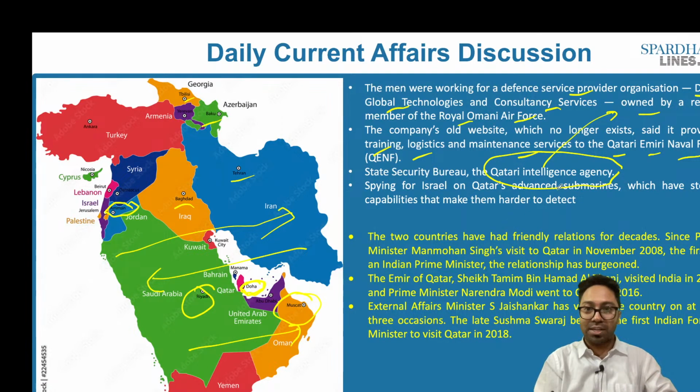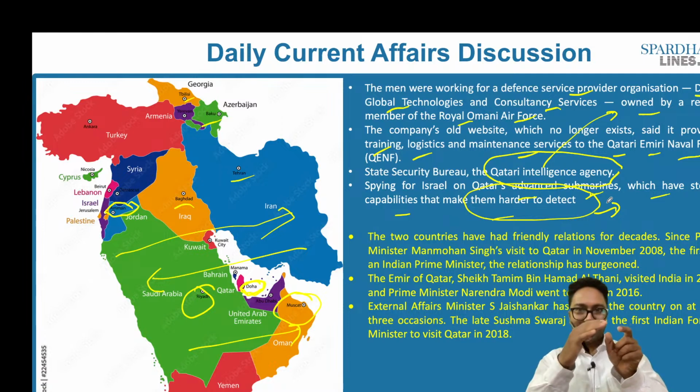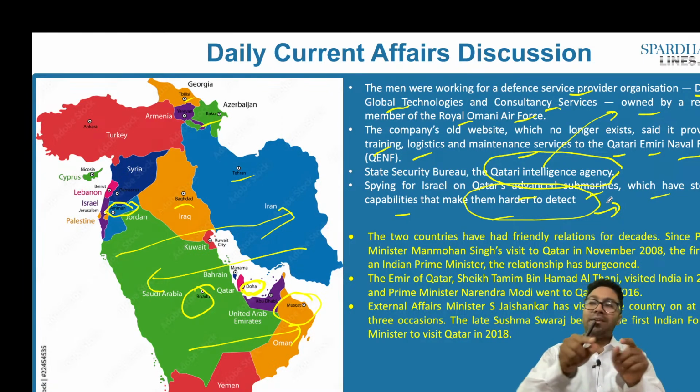Spying for Israel on Qatar's advanced submarines, which have stealth capabilities that make them hard to detect, was one of the key allegations as to why they were arrested. So they were arrested on espionage charges. So this particular company was developing submarines. These submarines were able to evade the radar.